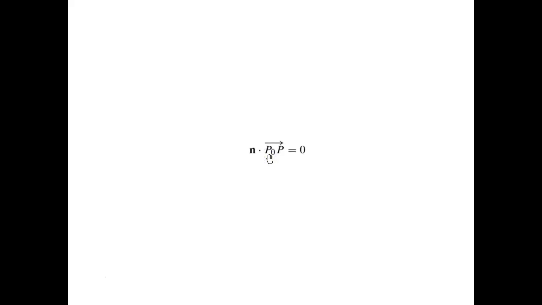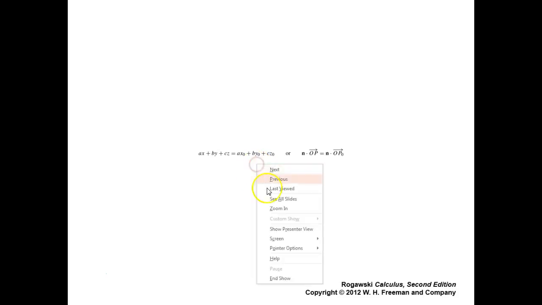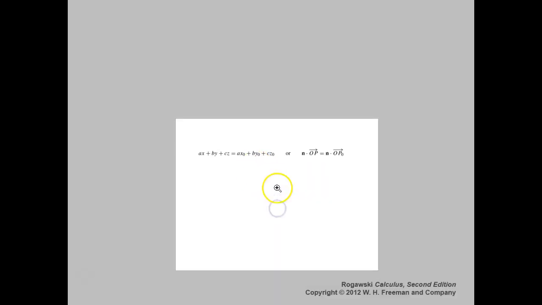Now what that means, of course, is that the dot product of the normal vector with the vector P0P has to be 0. If it's perpendicular, the dot product is 0. So we know that to be the case. Now, what they do with that is expand on what we have.